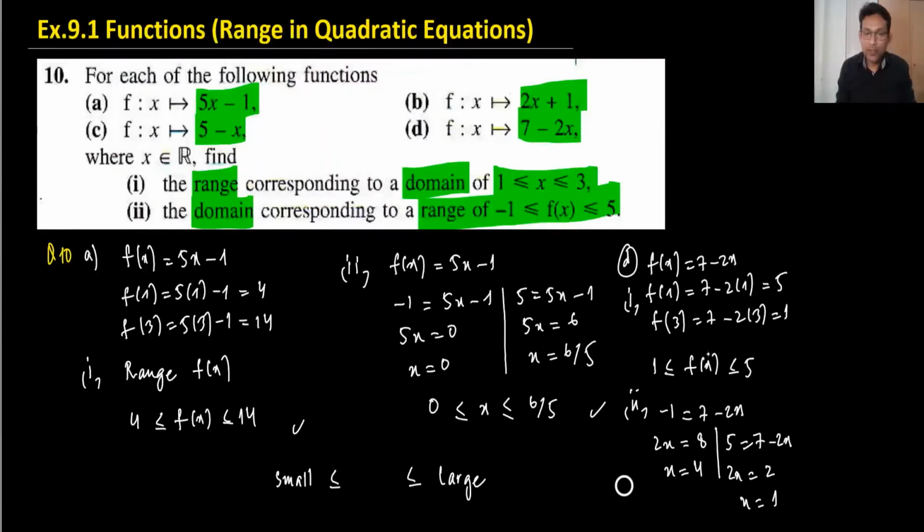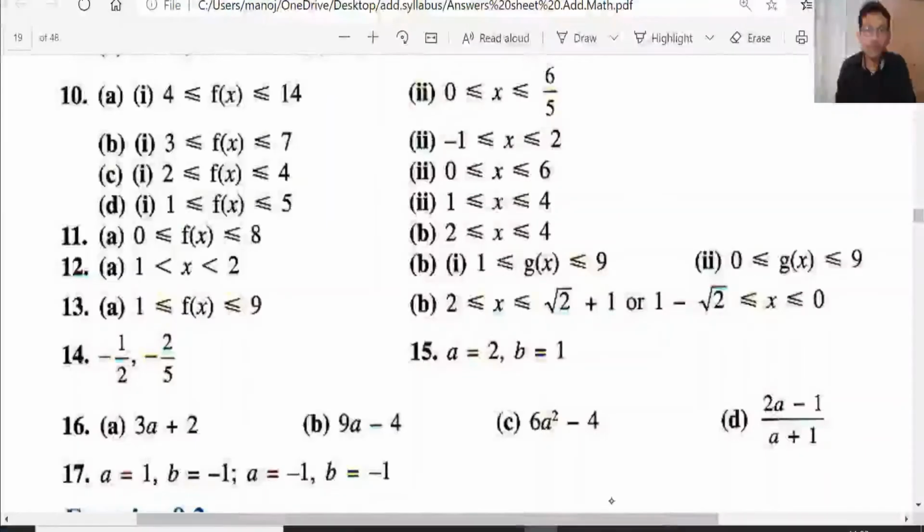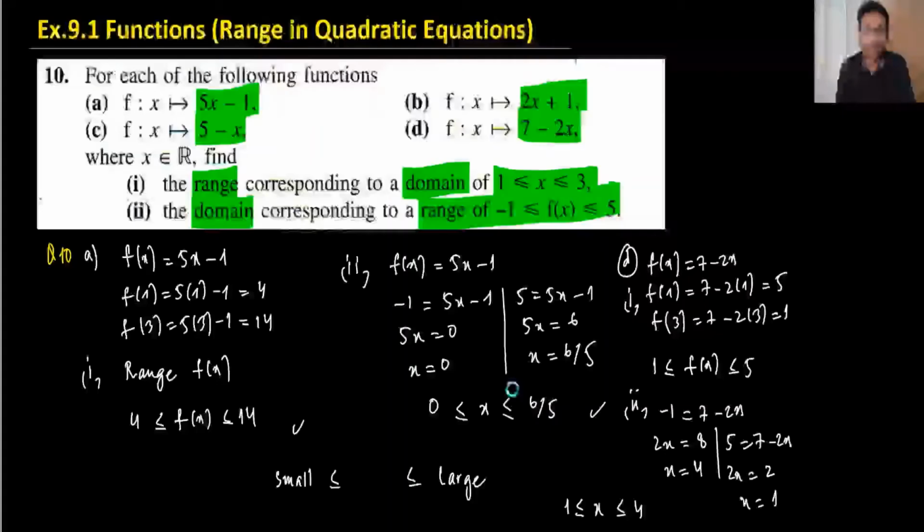So the domain is now minimum value is 1 and 4. So 1 and 4, and we have done it. We can check the answer of this part D. 2 to 4? No, it's 1 to 4 is right.